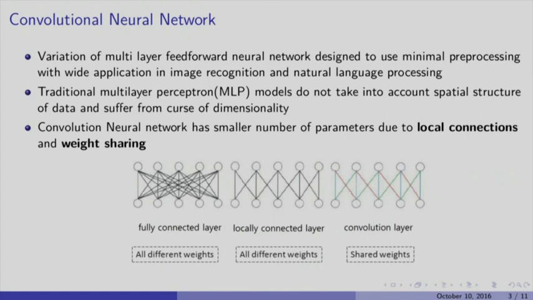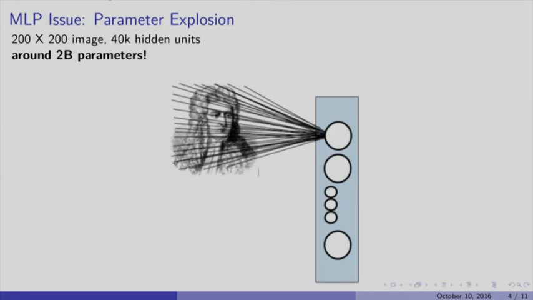Here we have the edges labeled red sharing the same weights, and the straight vertical edges will share the same weights. We will provide more motivation for this specific convolutional layer in the following slides. So one motivation is, of course, the parameter explosion in the multi-layer perceptrons. With a 200 by 200 image and with 40,000 hidden units, you would have a large number of parameters. This is, of course, assuming a very simplistic representation of the image such as grayscale.